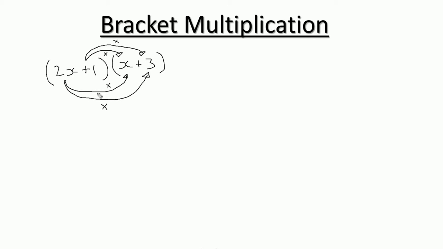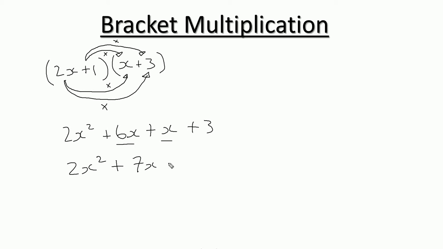So 2x multiplied by x will give me 2x squared. 2x multiplied by 3 will give me plus 6x. 1 multiplied by x will give me plus x, and 1 multiplied by 3 will give me plus 3. And now we can see that these are like terms, so we can easily simplify this to 2x squared plus 7x plus 3, simply doing 6 plus 1. I do have another video on simplifying like term expressions if you didn't quite understand what I did there by combining that 6x and that 1x in the middle.